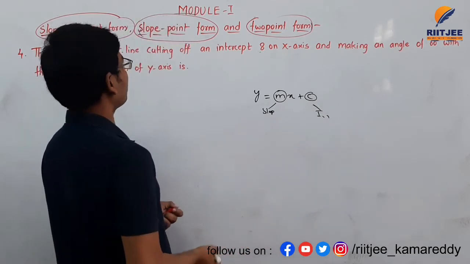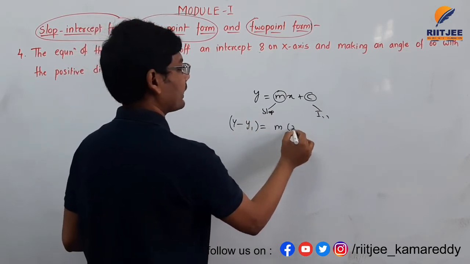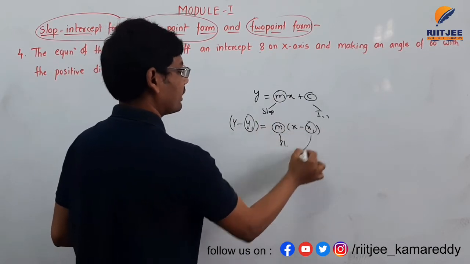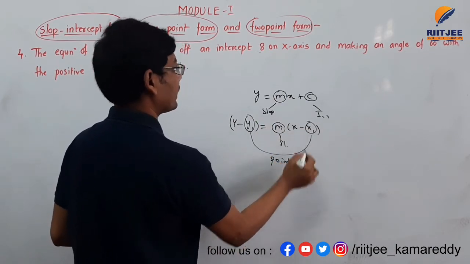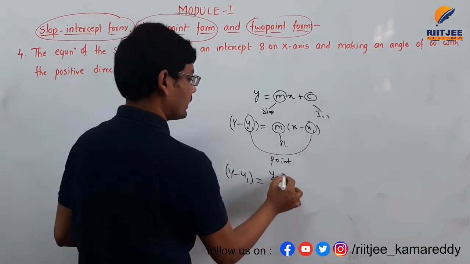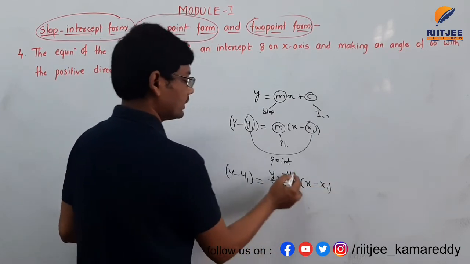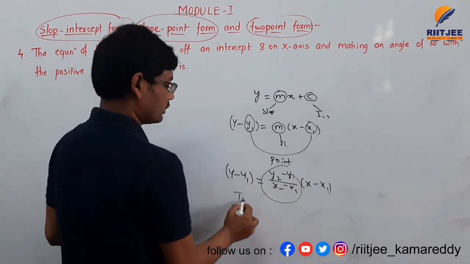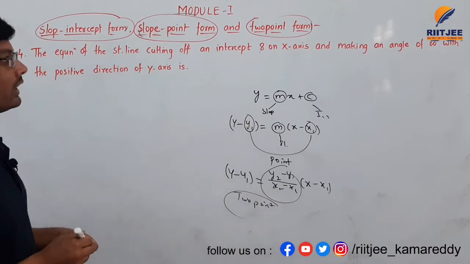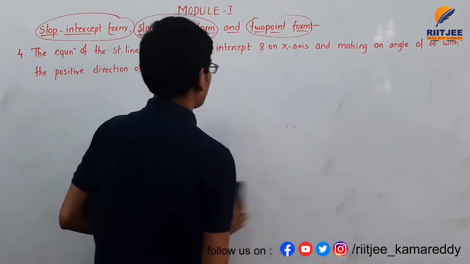And slope and point form is nothing but y minus y1 is equal to m into x minus x1, where m is the slope and x1, y1 is a point here. Next, two-point form: y minus y1 is equal to y2 minus y1 by x2 minus x1, into x minus x1. This is the two-point form. These are the 3 models in this topic. So in this topic, the first problem is on slope and intercept form.